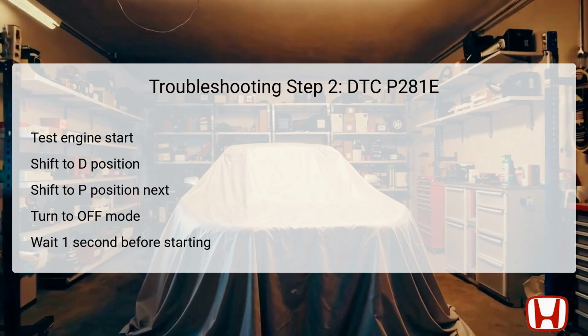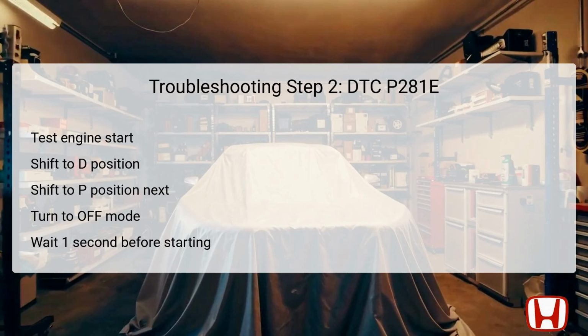Maintain that position for 30 seconds to allow the system to stabilize. After this, shift the transmission into position P. This step is vital for confirming whether the issue persists during transitions between different gear states.